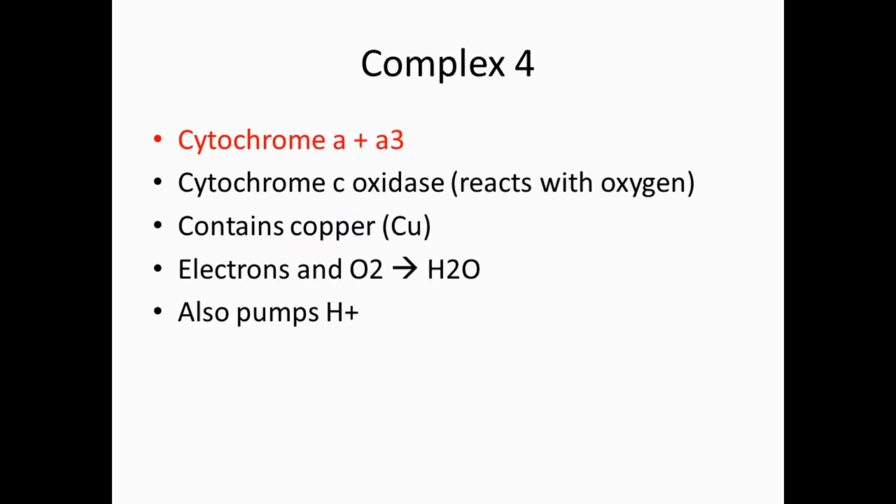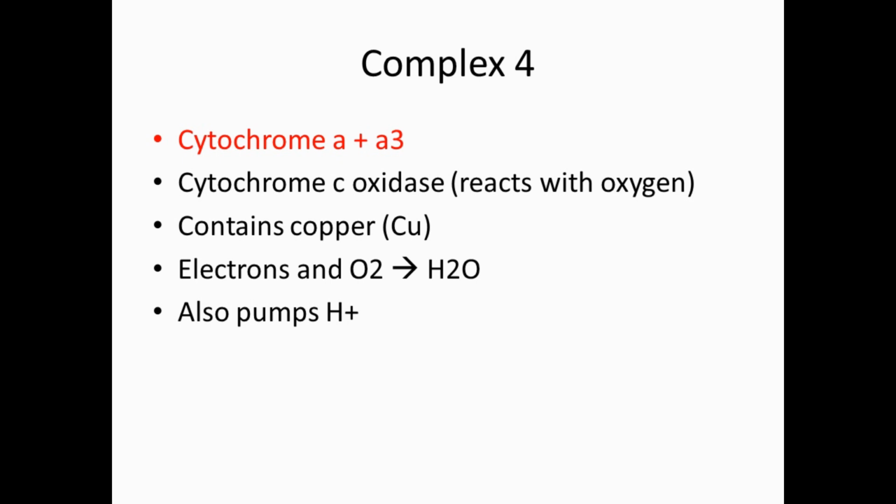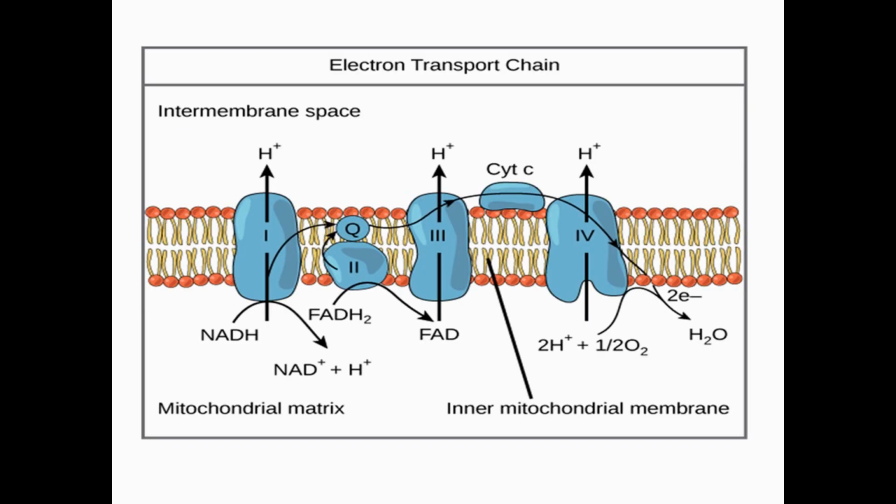So complex 4 is made up of cytochrome A and A3, which contain copper. Cytochrome C oxidase will react with oxygen, combine it with electrons, and make one water molecule, and it will also pump hydrogen ions out into the intermembrane space. As you can see in the picture, complexes 1, 3 and 4 transfer hydrogen ions into the intermembrane space. That's why there will be a high concentration of hydrogen ions in the intermembrane space. Just know that for now.